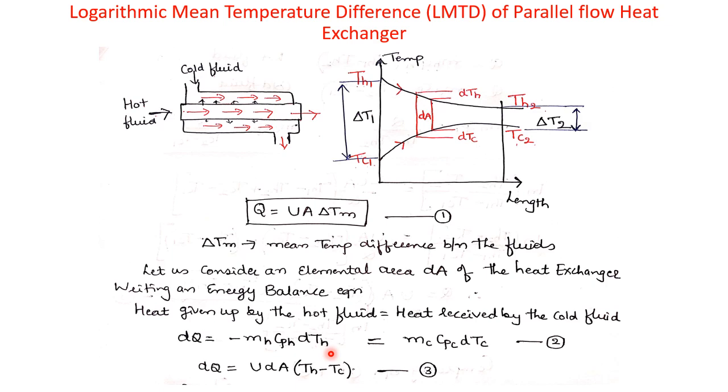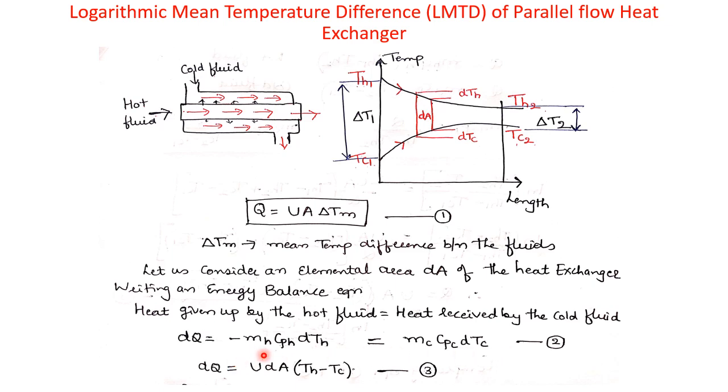So this is the equation of the form where Q is equal to m into Cp into delta T. The same equation we are using here: that is dQ is equal to mH into Cph into dTH. The same equation I can write for the cold fluid also, where dQ is given by mC into Cpc into dTc.